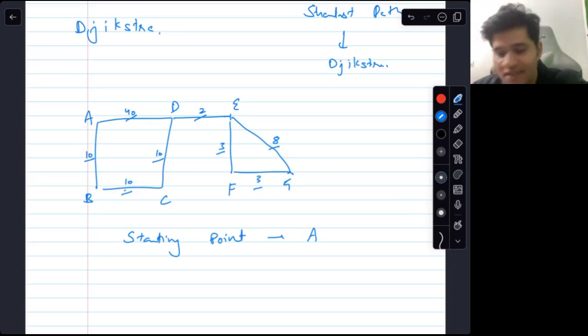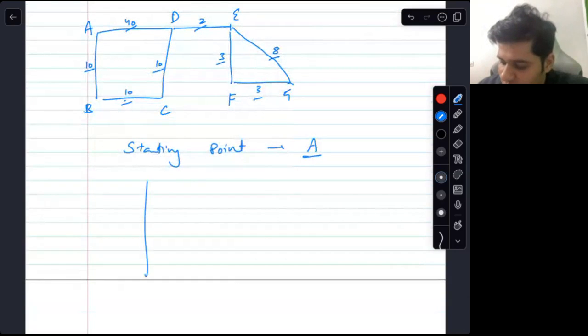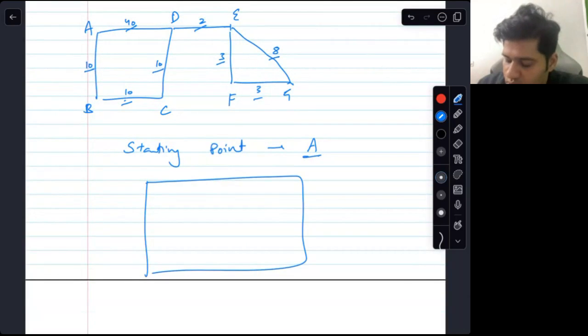Input is this graph with these cities, with these roads, and a starting point is given to you. And what is the output expected? You have to tell me the shortest path from A to every one of them. So your output would be a table. Your output would be something like this. So shortest path to A, shortest path to B, shortest path to C, shortest path to D, shortest path to E, shortest path to F and G.